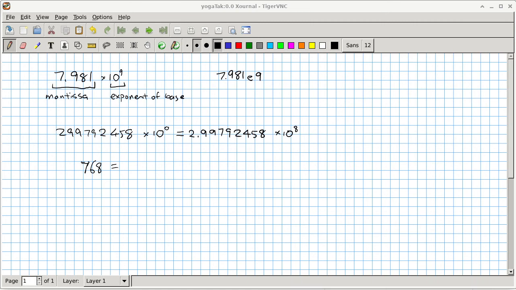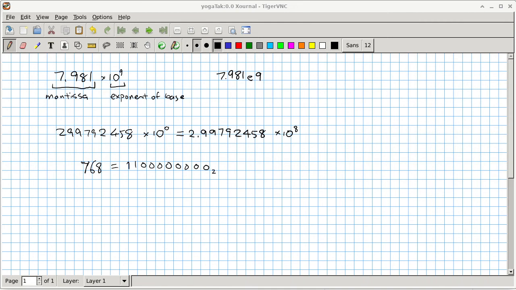768 is 512 plus 256. So that means we have 1, 1, and then we have 8 zeros after that. So this is 1, 1, followed by 8 zeros. 1, 2, 3, 4, 5, 6, 7, 8, in base 2.